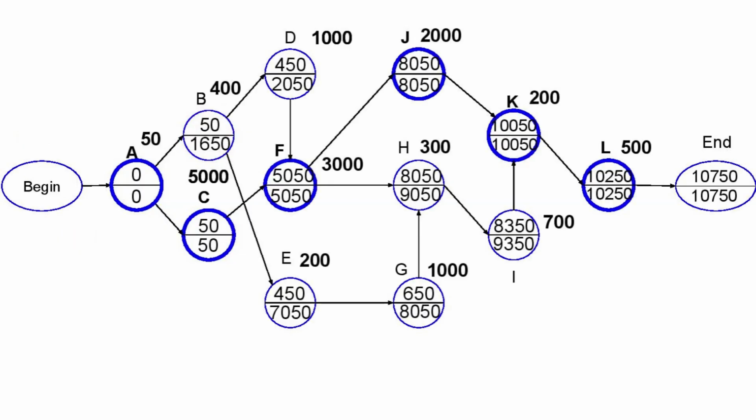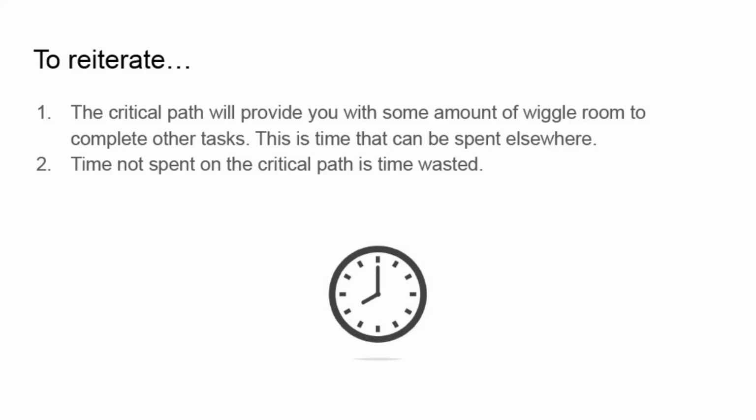However, the wait time for the critical path must be as close to zero as possible. The time it takes to complete the critical path is the minimum time your work will take. To reiterate, the critical path will provide you with some amount of wiggle room to complete other tasks. This is time that can be spent elsewhere. Time not spent on the critical path is time wasted.